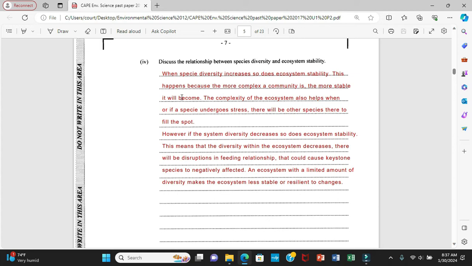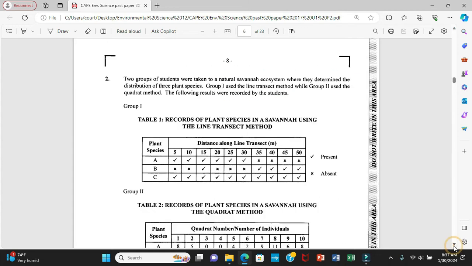All right, so remember, let's move on. All right, question number 2 says, two groups of students were taken to a natural savanna ecosystem where they determined the distribution of 3 plant species. Group 1 used the line transect method, while Group 2 used the quadrat method. The following results were recorded by the students.